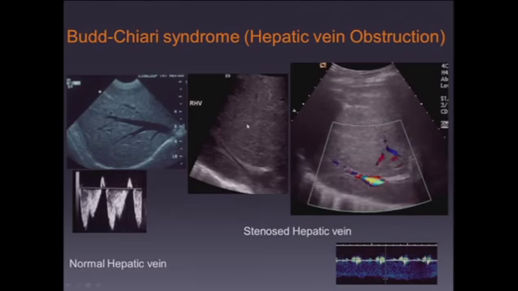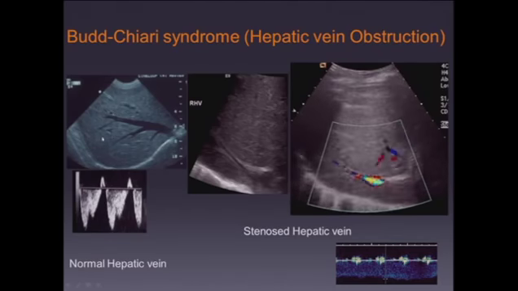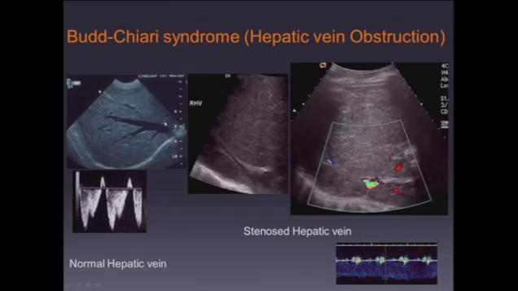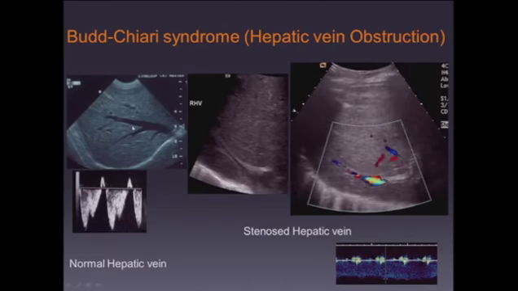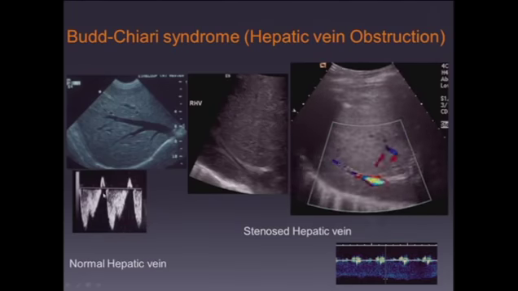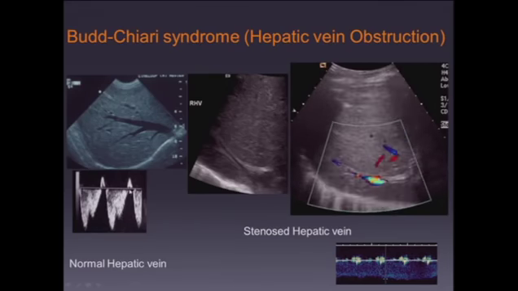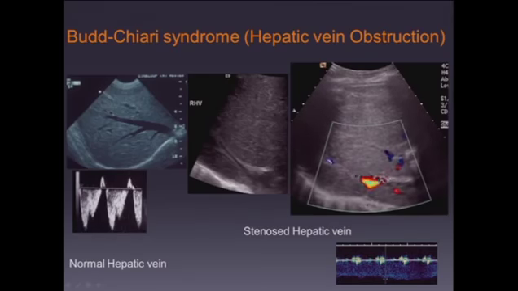On the middle and right hand side we have chronically obstructed hepatic vein. On the left is normal hepatic vein for comparison. So a normal hepatic vein has a hypoechoic lumen, and the wall of the hepatic vein is very thin or imperceptible. The waveform within the hepatic vein is triphasic, with a forward S to D waveform and a small reverse A waveform.